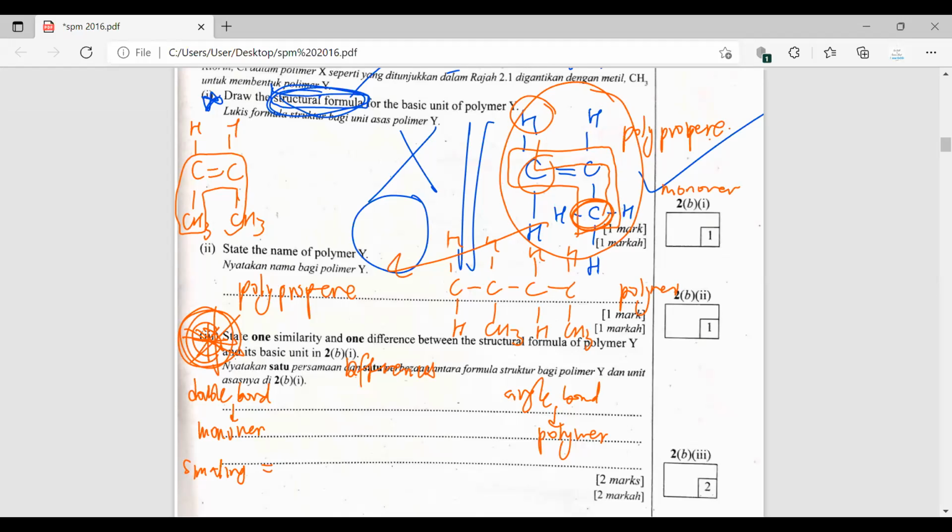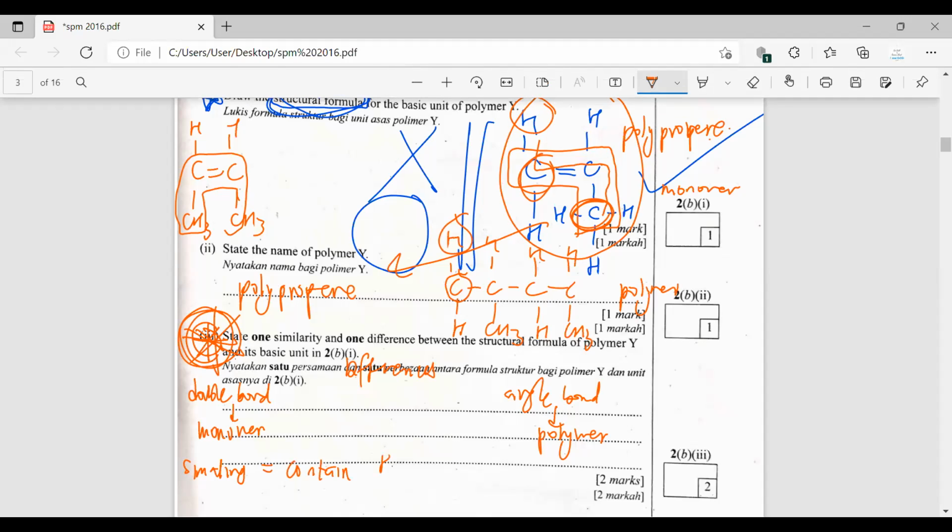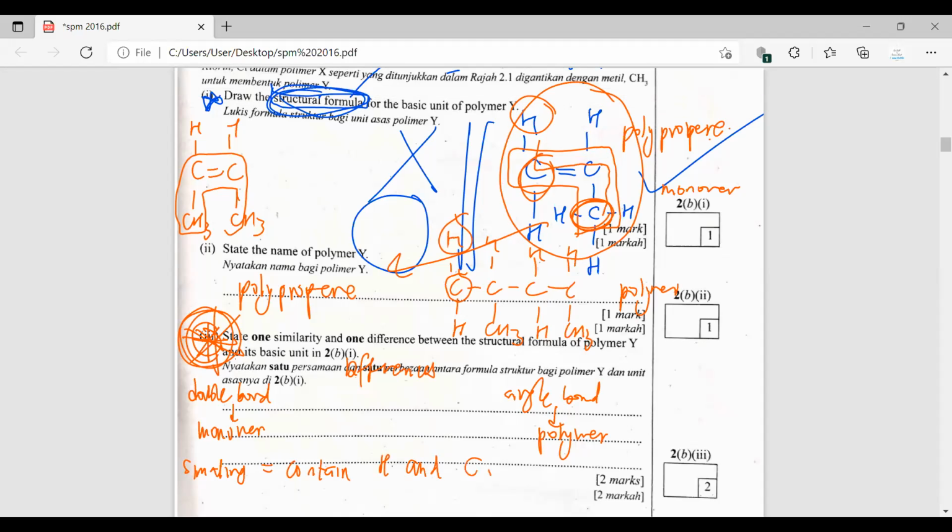Methyl? Both? Go ahead. Methyl, sir? No, not a methyl group. Can you see that both of them have carbon and both of them have hydrogen? So simple, the answer. The similarity here is both of them contain hydrogen and carbon.